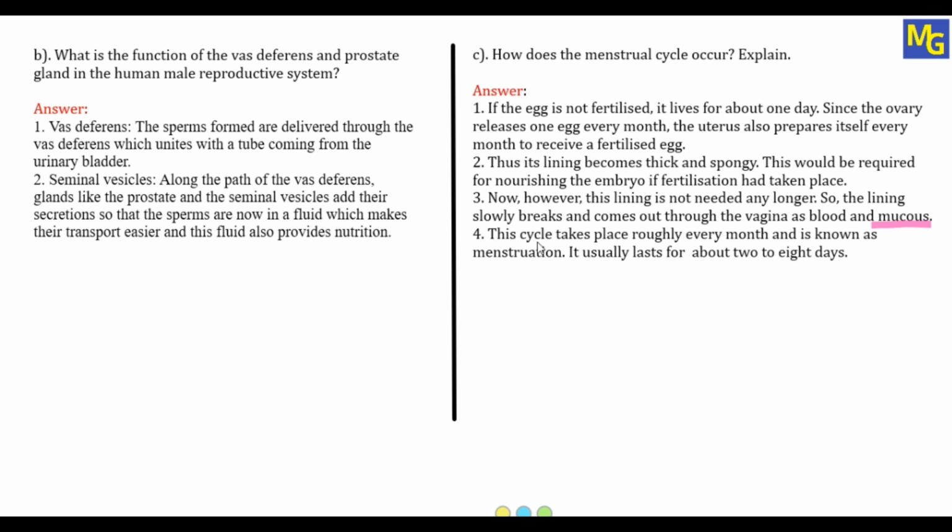And as I told, every month one egg will be released from the ovary. So every month this uterus wall will be ready to carry the fertilized egg. Therefore, this cycle takes place roughly every month, and this is known as menstruation. It usually lasts for about 2 to 8 days. So this is the answer for question C. Always remember these steps when you write this answer. Now we will move on to the next question.